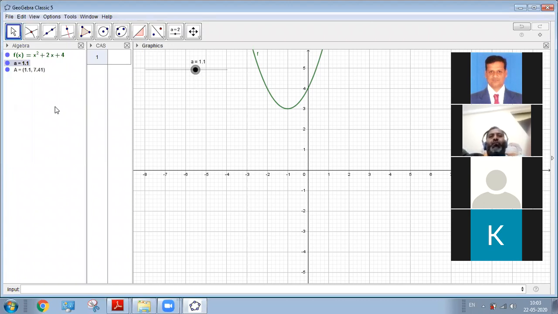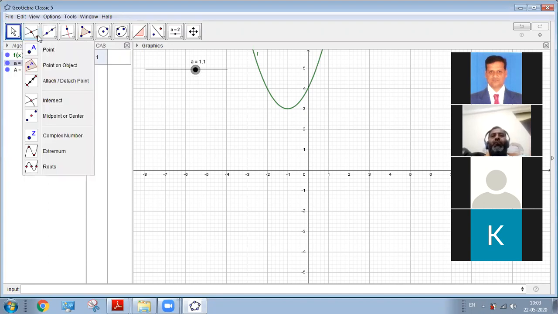So this is how you can explain to the students what is the limit of a function, what is the left hand limit, what is the right hand limit, what is the value of f of x when it approaches from the left side, and what is the value of f of x if x approaches a value from the right side.